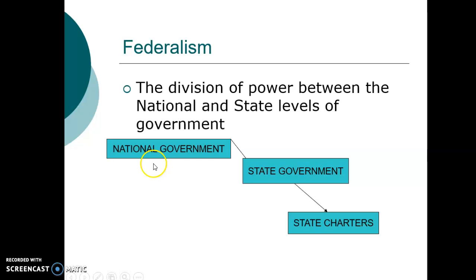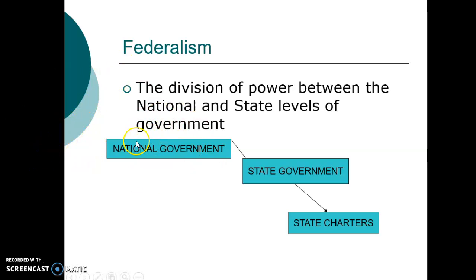So you have a national government there. Beneath that you have the state government. And states have chartered powers to create counties, to create local jurisdictions like your cities and suburban areas. So national governments have the express or enumerated powers in the Constitution. So those are the powers that are specifically written in the Constitution.